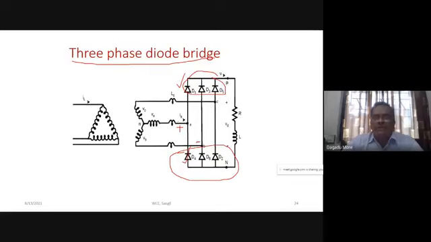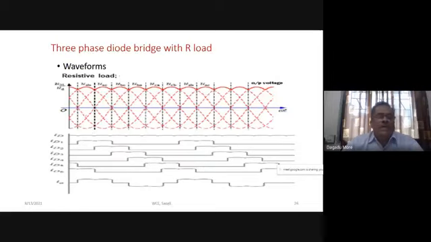So here we have seen that A is positive, meaning our D1 will be forward biased. A is positive and B is negative, meaning D6 will be forward biased. So here in the first period of VAB, if you see it, 1 and 6 will conduct. I will write it here: devices number 1 and 6 will conduct.